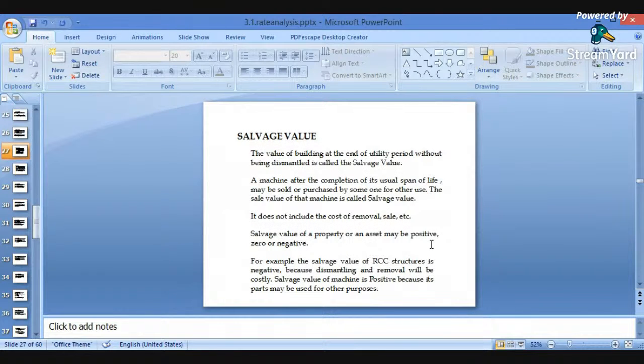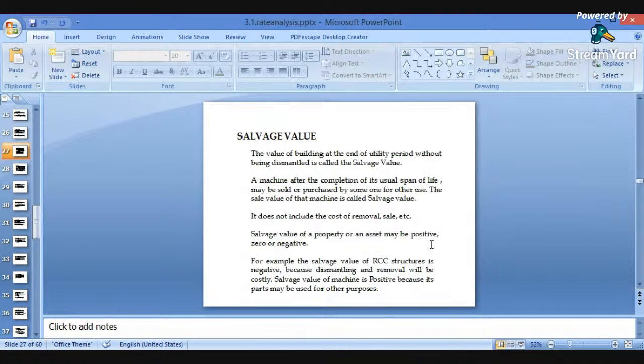Again, salvage value is also related with this before dismantle. The salvage value is the value before dismantle. Scrap value is after dismantle of the materials, but the salvage value is before dismantle of the materials. Okay? So it is the value of the building at the end of utility period without being dismantled.